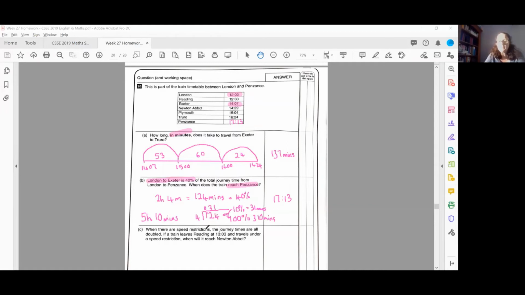Now, when there are speed restrictions, the journey times are all doubled. If a train leaves Reading at 13:03 and travels under a speed restriction, when will it reach Newton Abbot? So let's go back up here again. I'm just going to erase all this stuff out here. And this time we're looking at the journey time between Reading and Newton Abbot. So 12:33 to 14:29. So if you wanted to, you could draw yourself another little timeline here to work out how many minutes that would be.